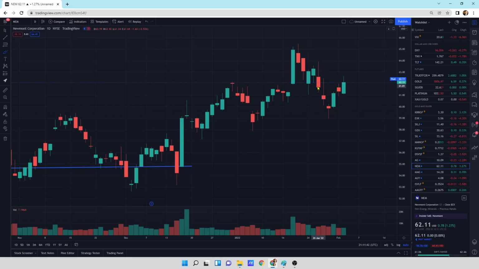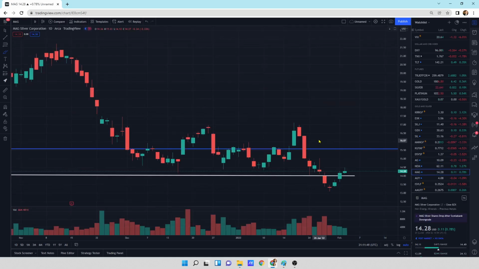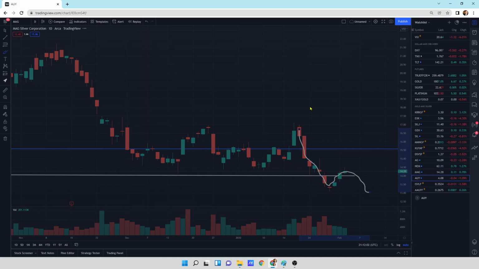Looking at Newmont, that's a bullish engulfing. Usually these resolve upward. Looking at Mag Silver, just chopping sideways. I think that's going to continue. I don't see large buying pressure. It's favoring the sellers at the moment, I would say, because we got the selling pressure there. It's coming up, and it could kind of roll over like that.